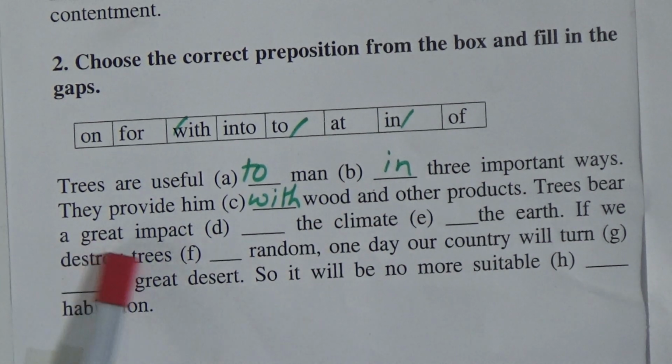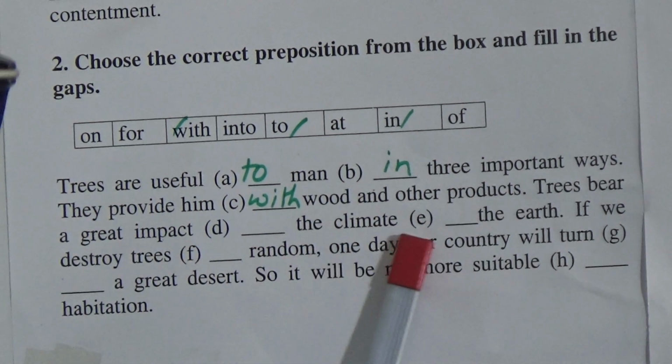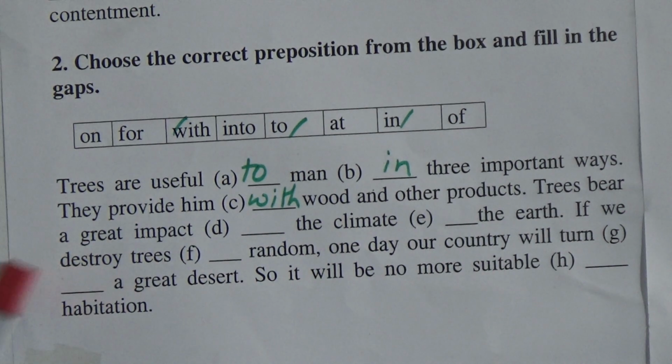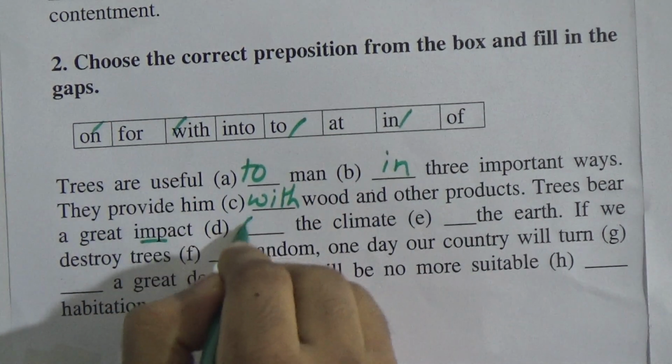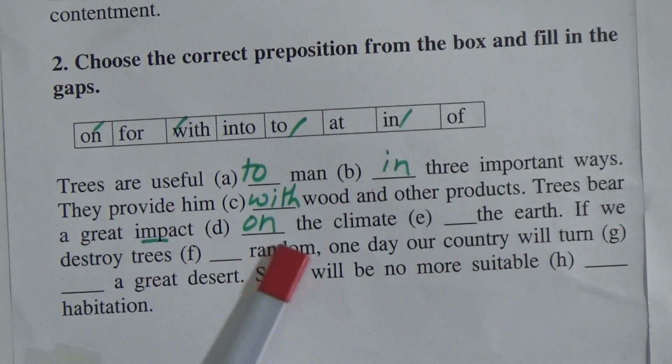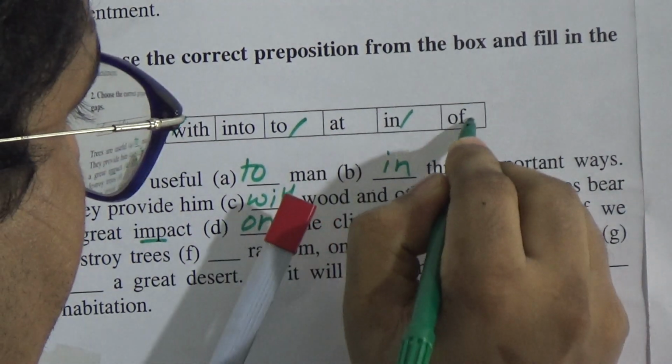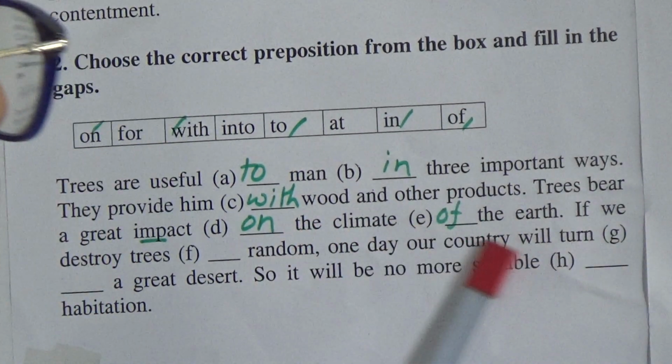Trees bear a great impact dash the climate dash the earth. So trees bear a great impact. Impact takes the preposition on. So impact on the climate of the earth. So here it will be of the earth.